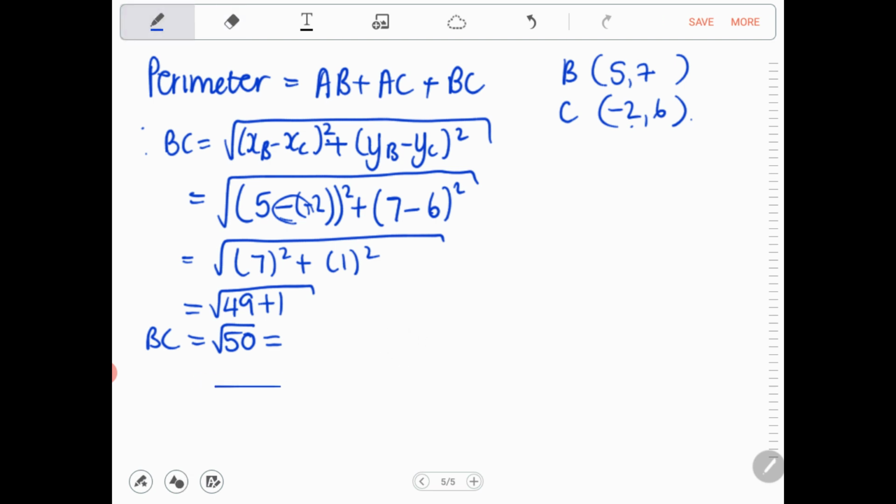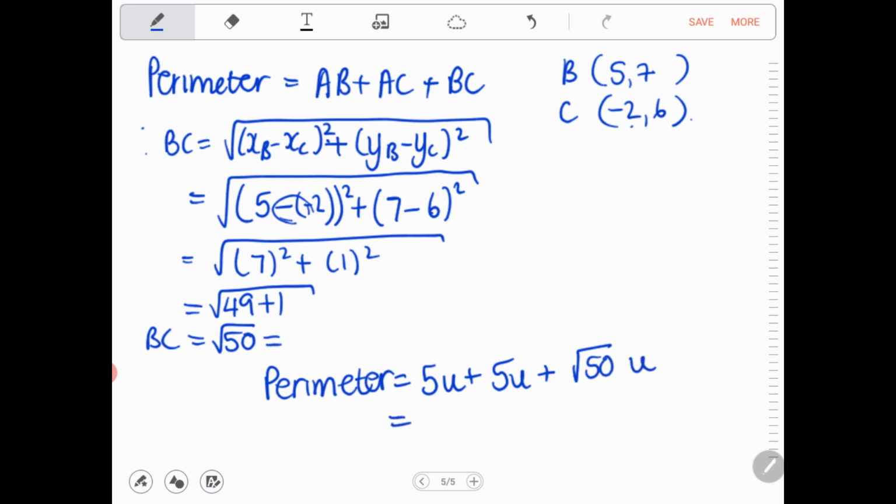Okay, so now let's work out our perimeter. We said just now the perimeter is equal to AB, which was 5 units, plus 5 units for AC, and BC is the square root of 50. And now I can pop this in my calculator, 5 plus 5 plus root 50. And now I can round it to 2 decimals. And it's going to be 17.07 units. Okay, so it's just a more interesting way of using your formula.